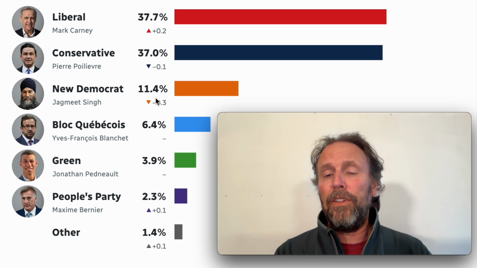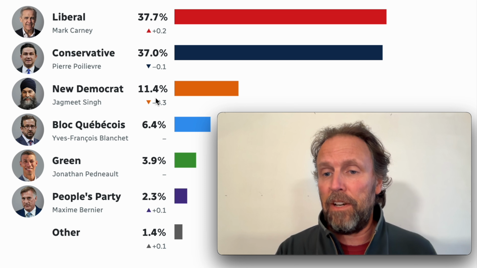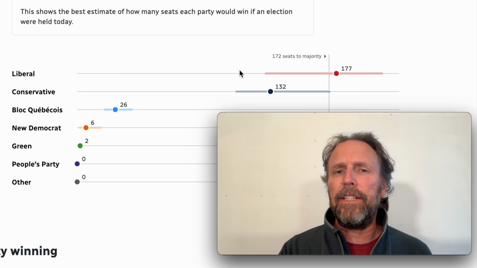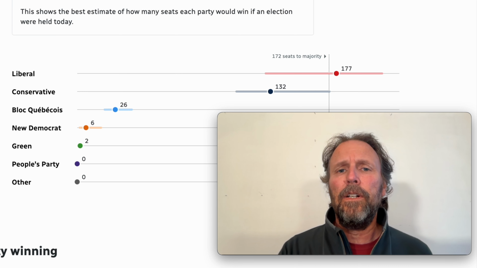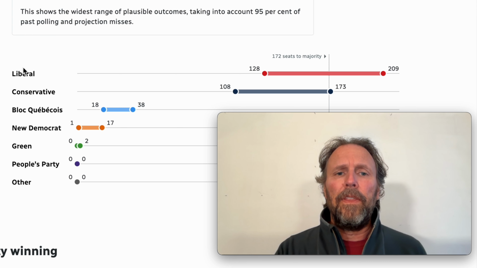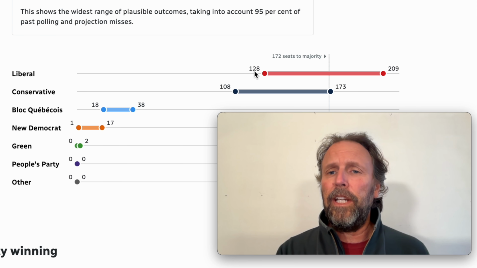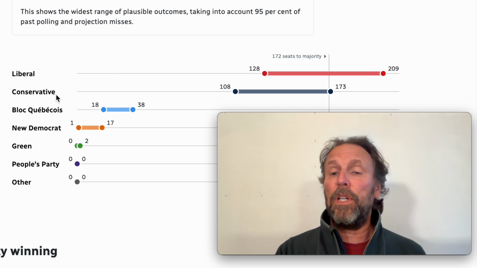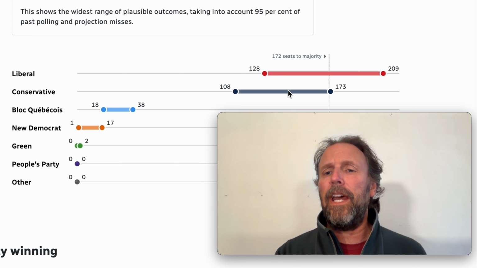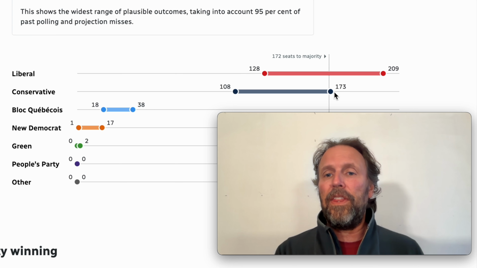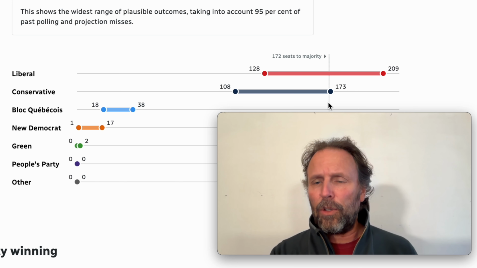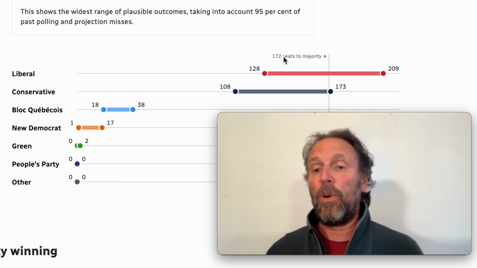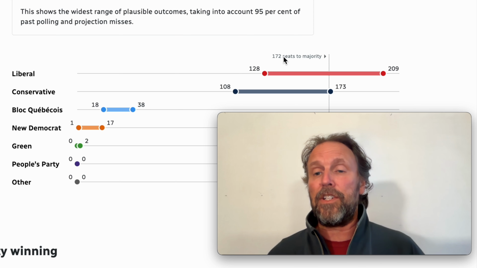If that is the result, if they both achieve 37% of the popular vote, and we go back to this projected seat total, and we have the Liberals projected, and we can do the min-max here. We can go like this. The Liberals are projected to win between 128 and 209 seats. And the Conservatives are predicted to win between 108 and 173 seats, with the line to get across the majority now at 172. It's up slightly from 2021 because there's more seats in Parliament now as the country's population has increased.